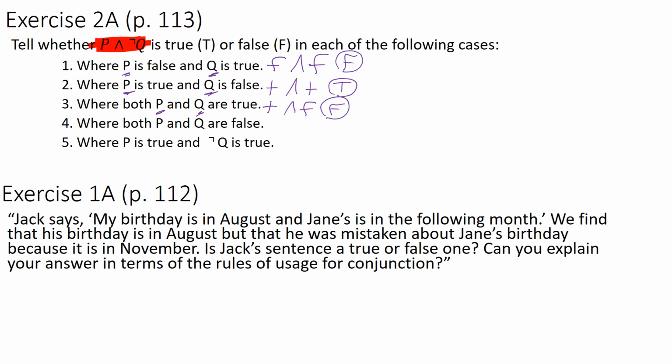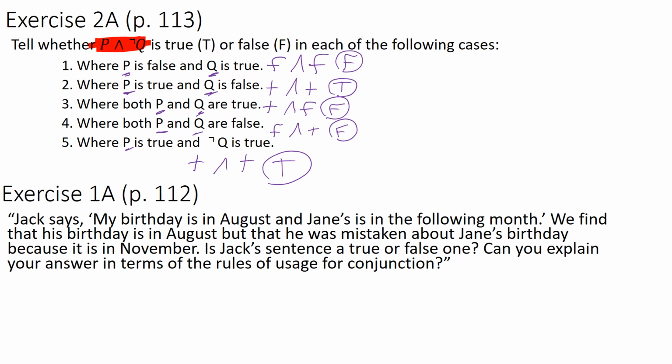Number 4, P and Q are false. So we have false and true, but one of those is false, so the molecular sentence is false. Number 5, P is true and not Q is true. Well, so both conjuncts are true, so therefore the sentence as a whole is true.